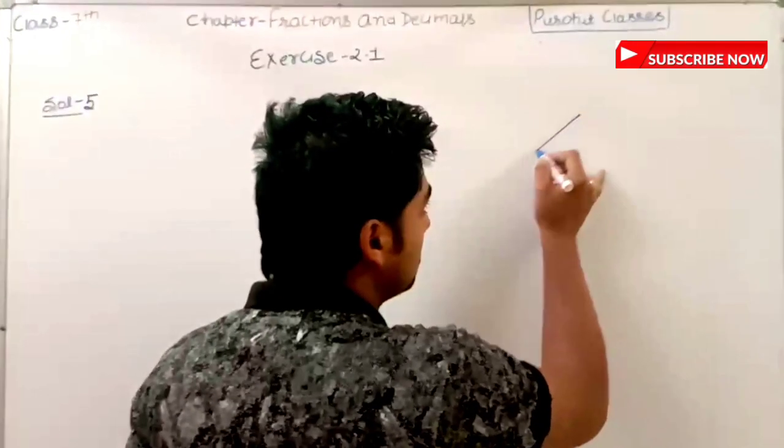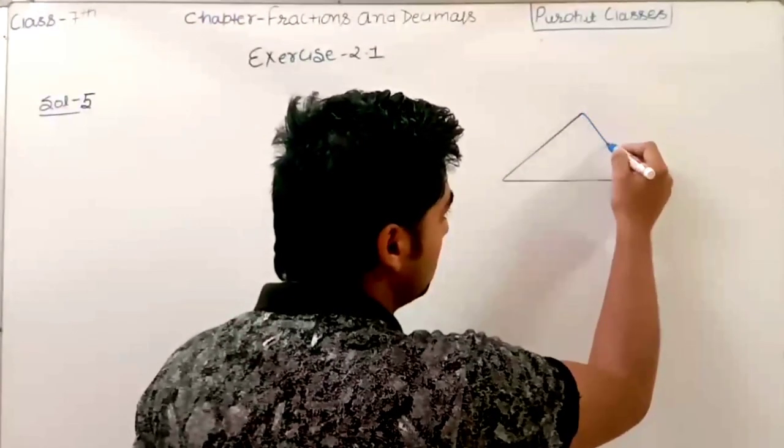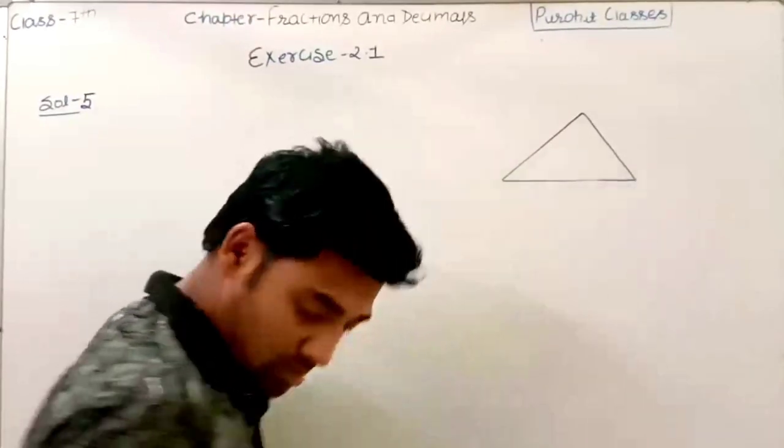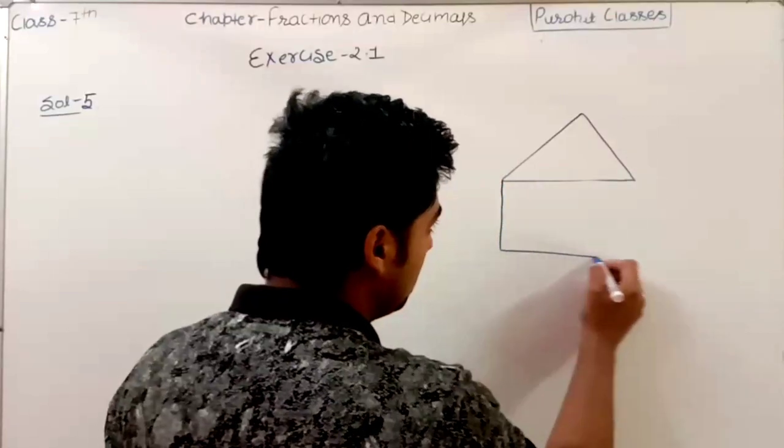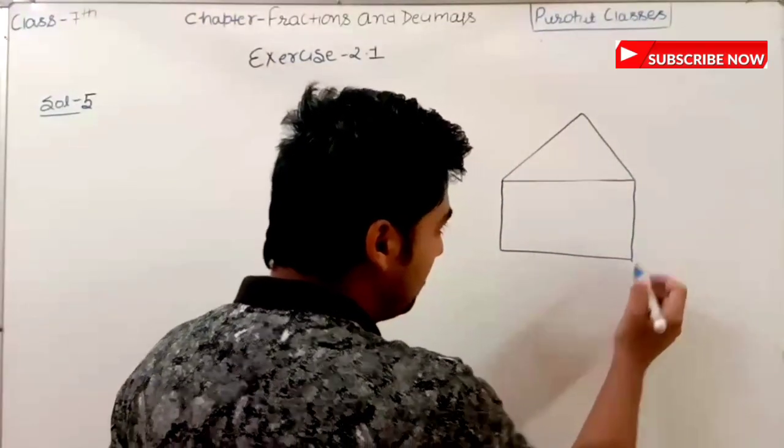The question says, find the perimeter of triangle ABE in the first part, then the rectangle BCDE in this figure, and then the question is asking whose perimeter is greater. Let me draw the figure. This is like this. A triangle is over a rectangle. This kind of figure is given.